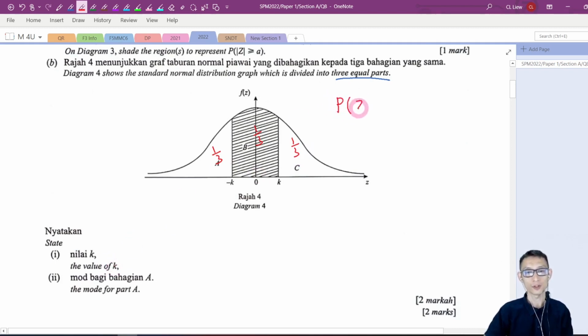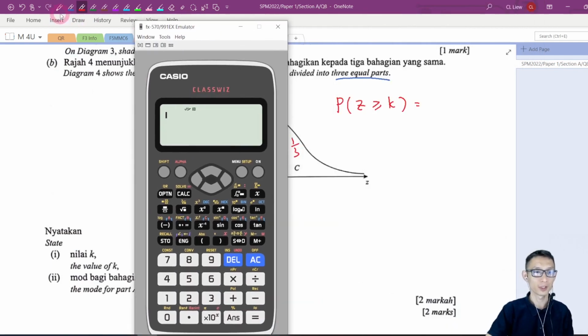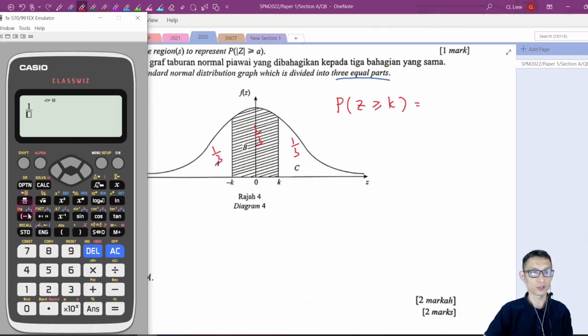Probability for z is greater than or equal to k is equal to 1 over 3. So you take out your calculator, 1 over 3. I just convert it to decimal, it will be 0.33333, keep on repeating the 3. So I just round it off to 4 decimal places, 0.3333.